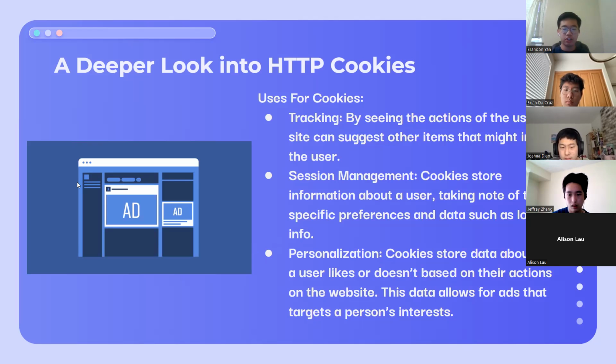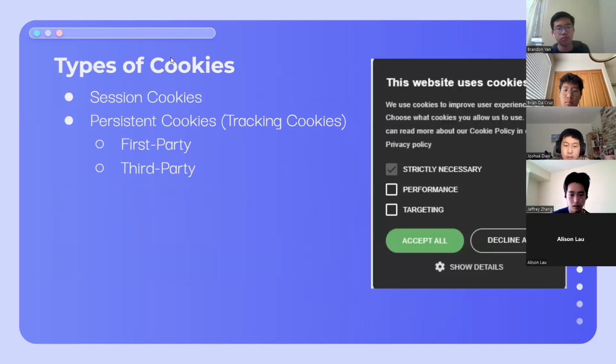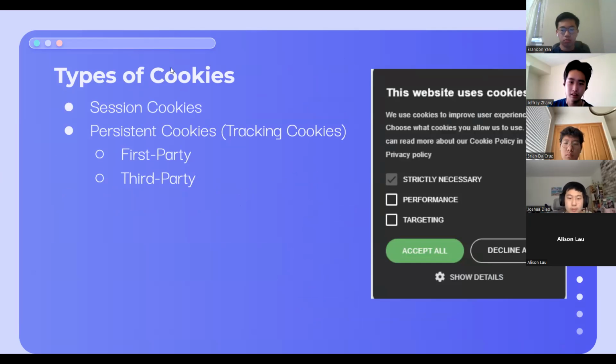And then, for example, it can use that for ads that are specific to a certain person. So yeah. And now we're going to go over how they're used. There are two types of cookies when you really come down to it: session cookies and persistent cookies.